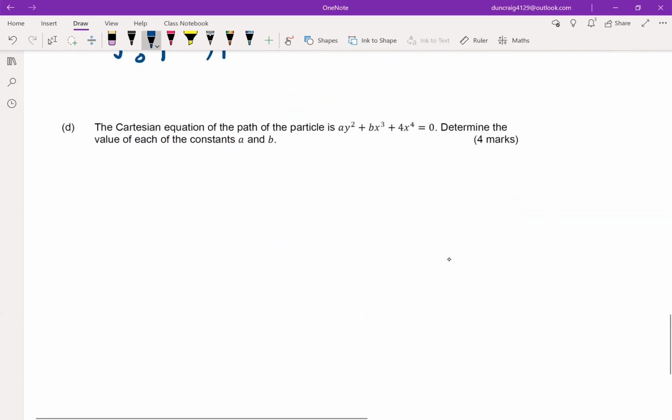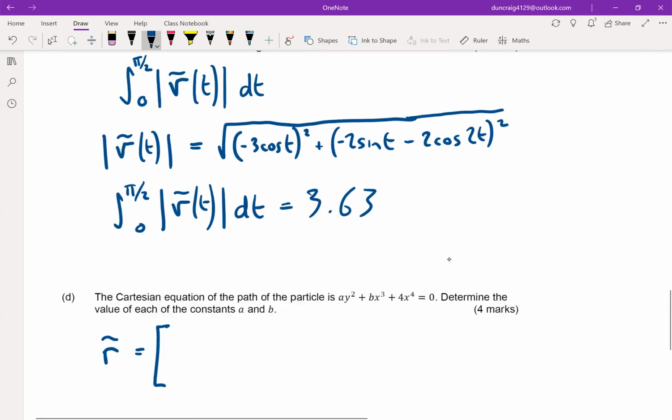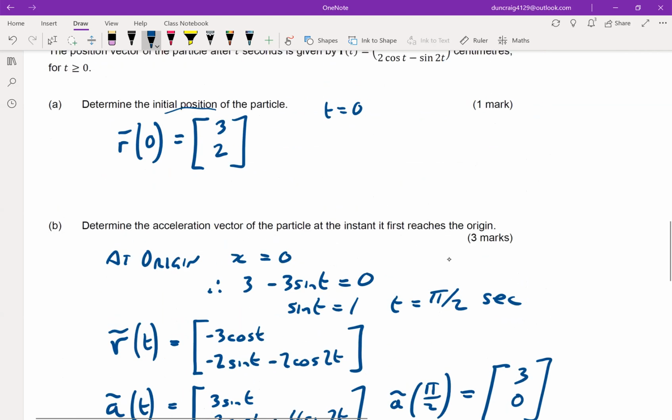All right, final bit here. This is a bit of a doozy. Find a Cartesian equation of the path, with the Cartesian equation given by that form there, and we will find the constants a and b. None of this requires any of the previous parts. I'm just going to come back up and rewrite out the equation.